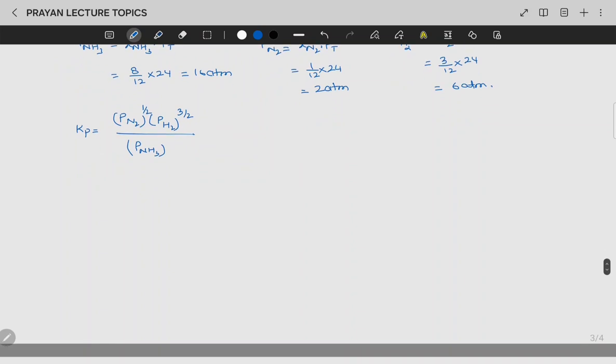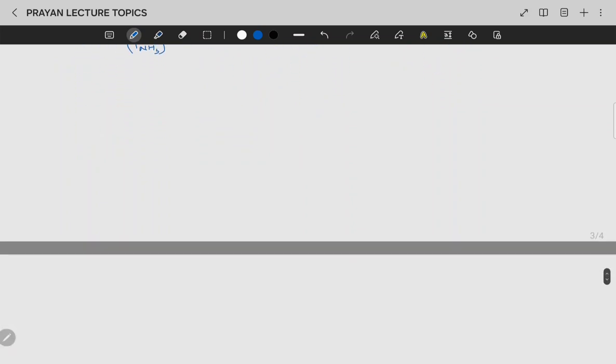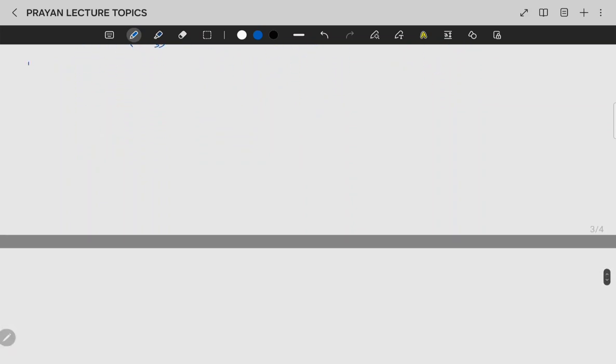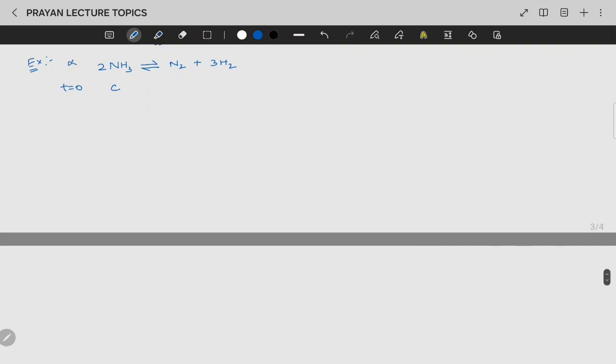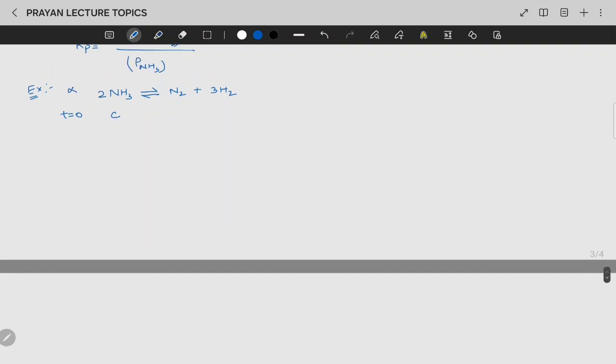Let's take a few more questions based on degree of dissociation only. Let's take the same reaction. NH3 is dissociating partially to give, this time let's take 2NH3 dissociating to give N2 plus 3H2. Let's say at T equal to 0, concentration is C, and degree of dissociation is alpha.